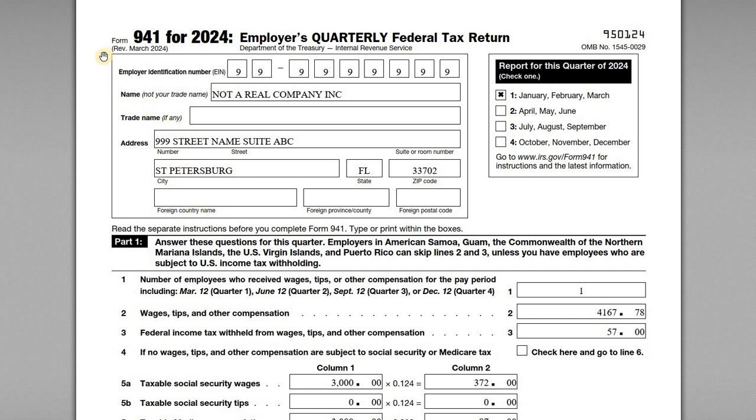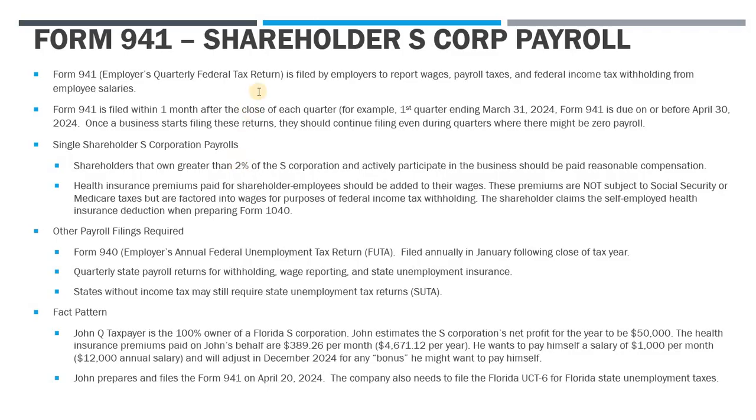Alright, for this video I want to go through a sample Form 941, which is an employer's quarterly federal payroll tax return. In this example we're going to look at a 941 filing for an S corporation where the sole shareholder is the only employee. The 941 could be filed for a lot of different kinds of businesses that have payroll, but in this example we want to look at a scenario where we have a 100% owner of an S corporation. He's the only employee, so how does he do his 941s?